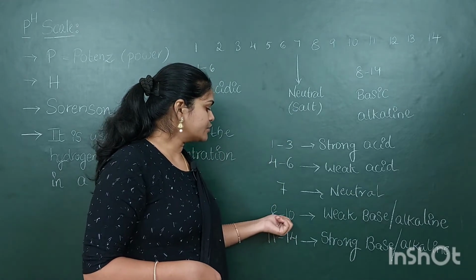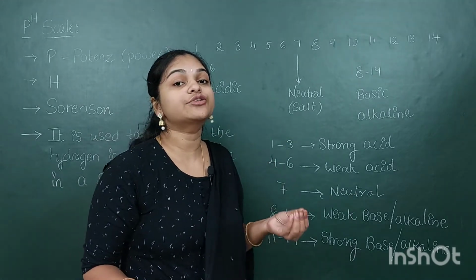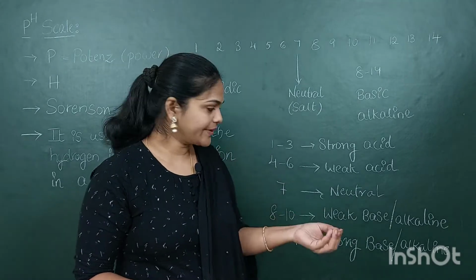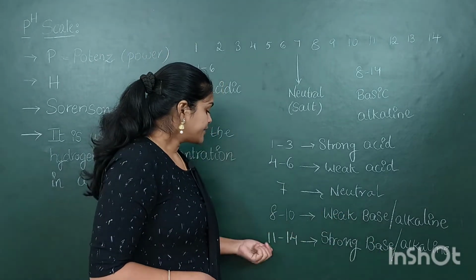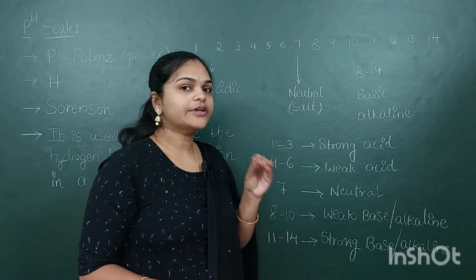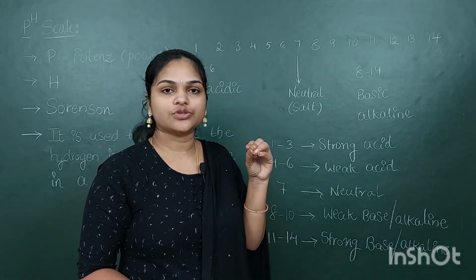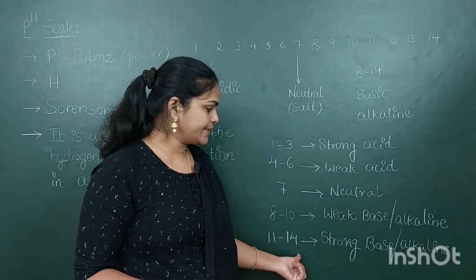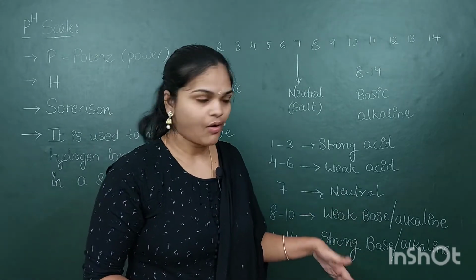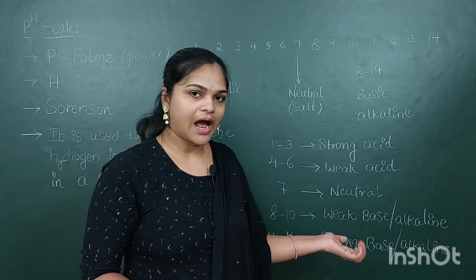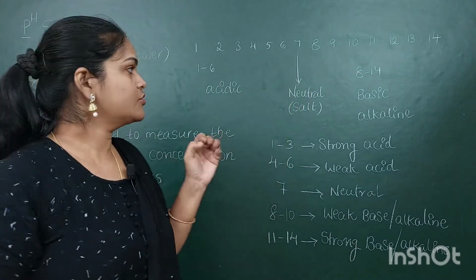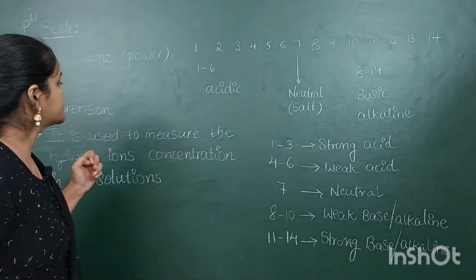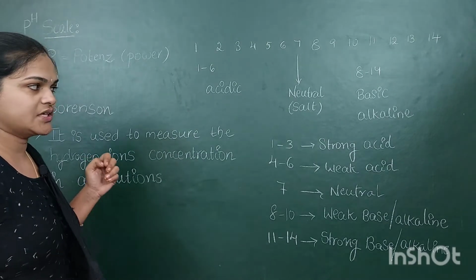And if you get a pH value of 8 to 10, it is a weak base or weak alkaline. And from 11 to 14, it is a strong base or strong alkaline. Yes, this is all about pH scale values, and I am going to give you some examples. So let's see some of the examples.